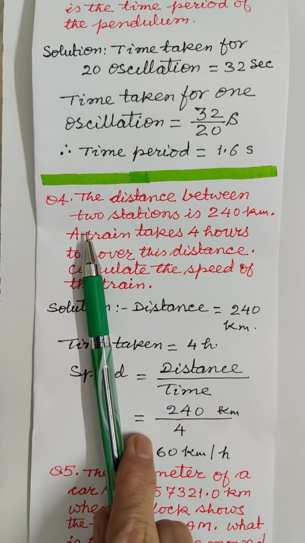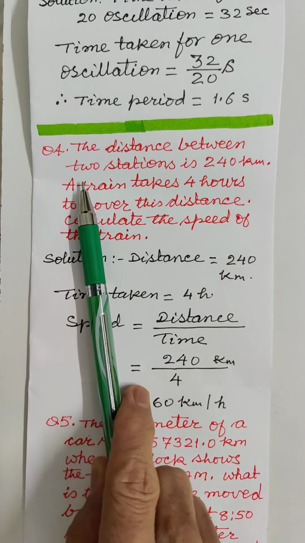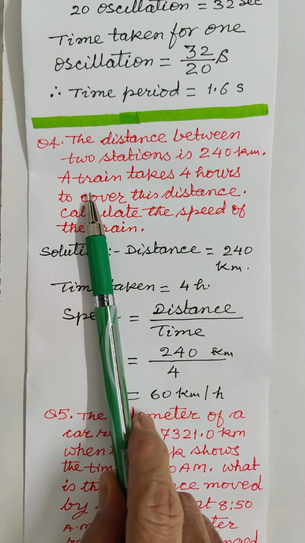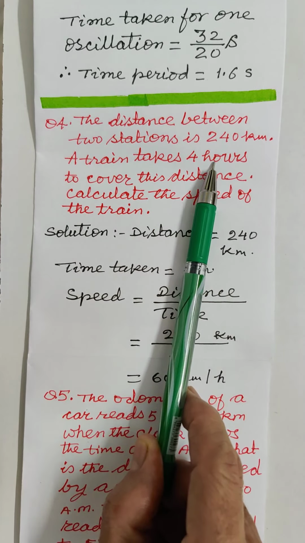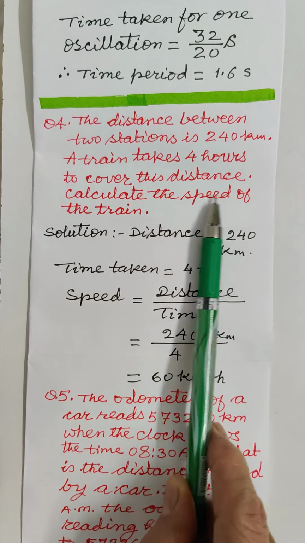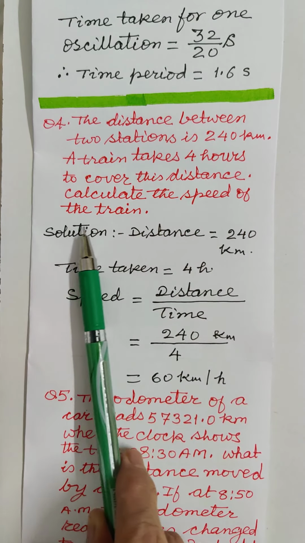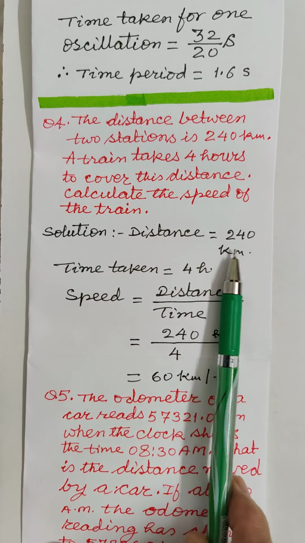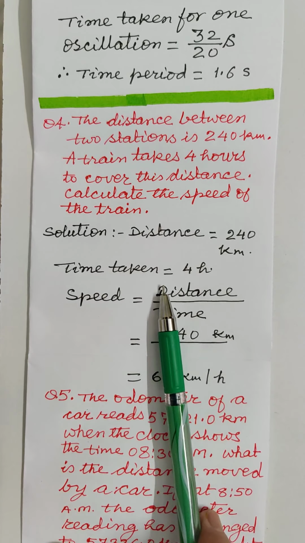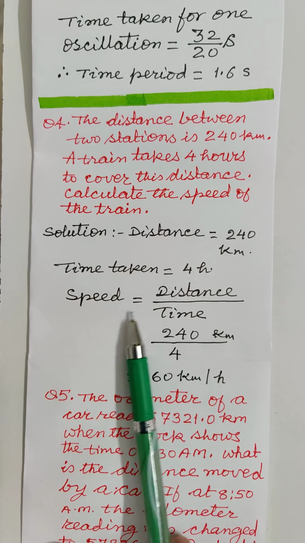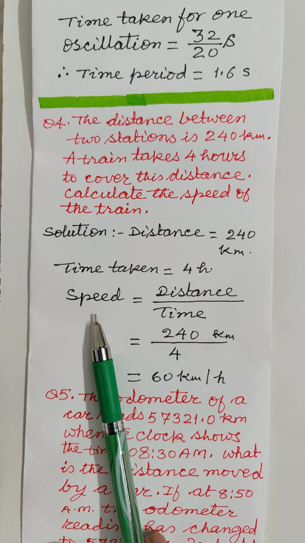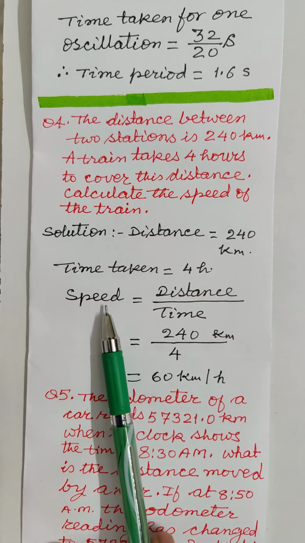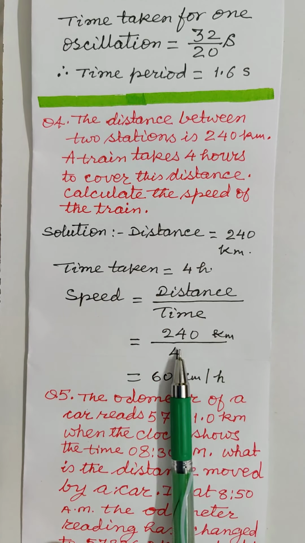Question number 4. The distance between two stations is 240 km. A train takes 4 hours to cover this distance. Calculate the speed of the train. As we know, the distance given here is 240 km, and the time taken is 4 hours. We have a formula: speed is equal to distance upon time. So we can calculate the speed of the train by using this formula.